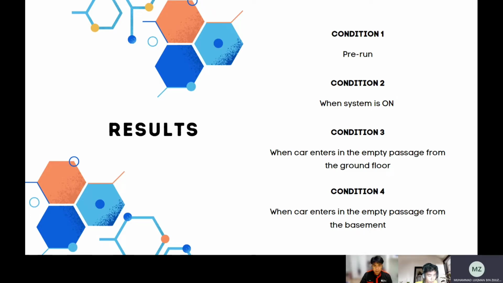For condition 3, when the car enters the empty passage from the ground floor, sensor S1 will be triggered, and with the trigger, memory call M10 will be set.